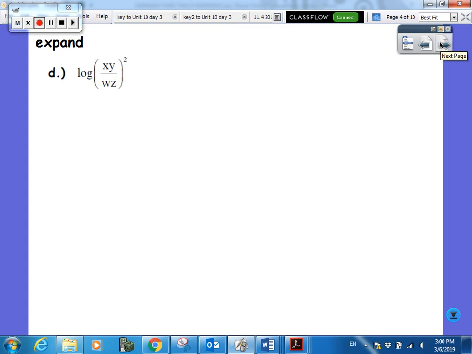All right, so this one could be done a couple different ways. You could square each of those terms, x squared, y squared, w squared, z squared, or what I would do is bring that out so I don't have to do that all those times. Now, that log xy over wz, xy is in the numerator. So if I took away this wz, it'd just be log x plus log y. This denominator, they're both in the denominator. So even though they're being multiplied, so they're added together, they're both in the denominator, so anything in the denominator needs a minus sign.